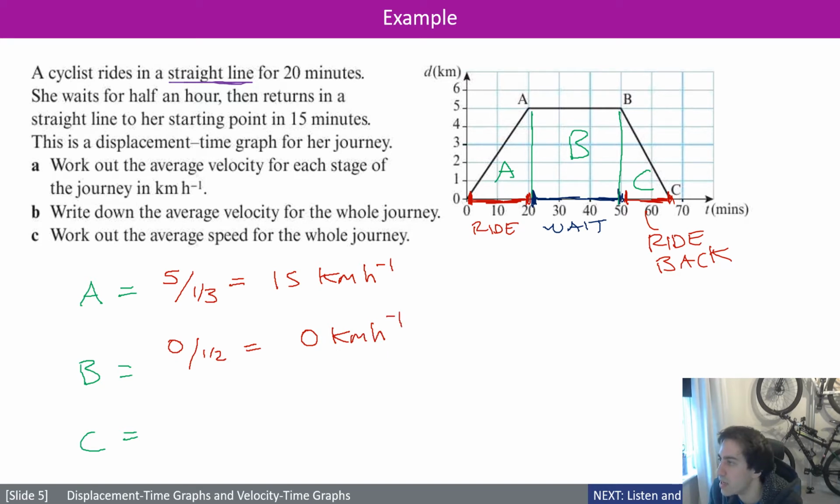And then finally, we've got starting at a distance 5, ending at displacement 0. So that's a displacement of -5, right? So average velocity can be negative because displacement can be negative. And that's over how long? 15 minutes, that's a quarter of an hour. So we get -20 kilometers an hour.